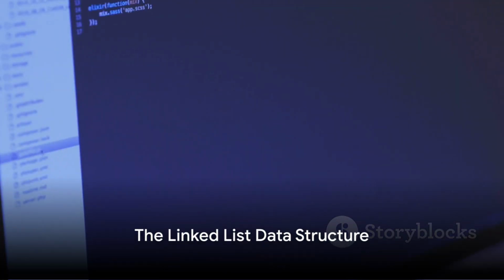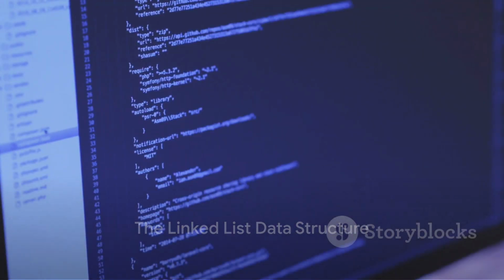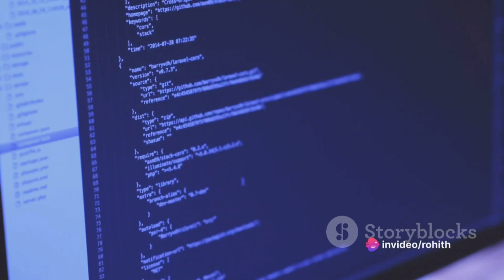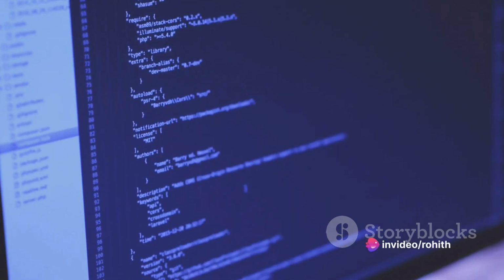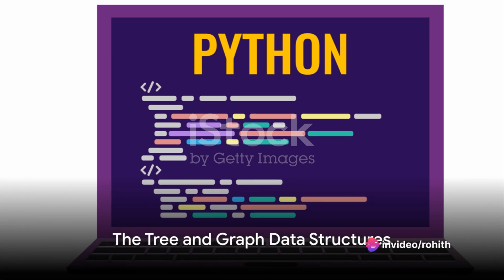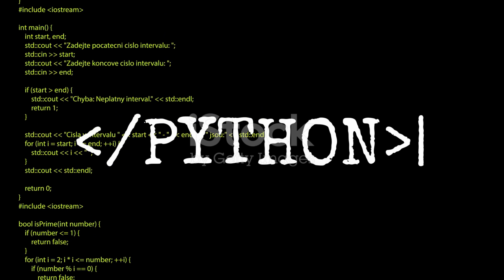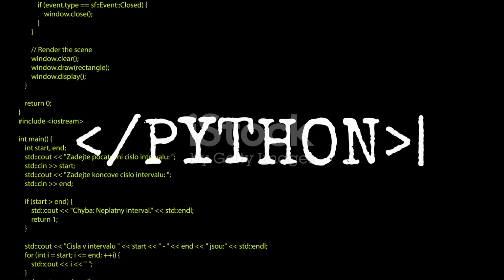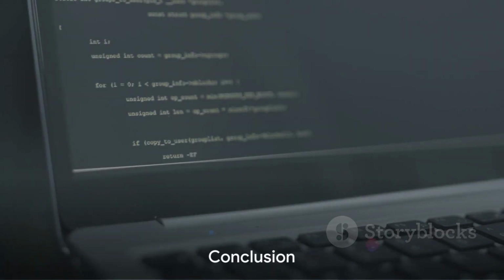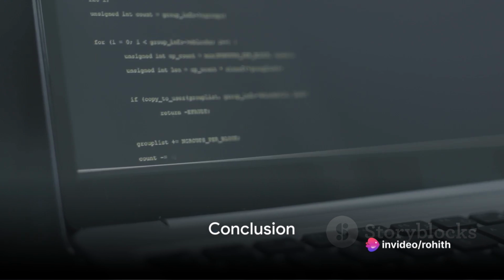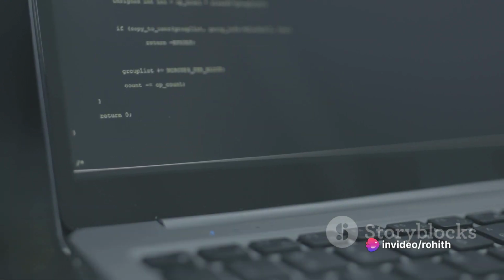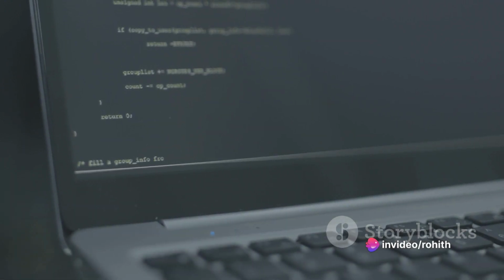Linked lists are a bit more complex. Each element, or node, holds a value and a reference to the next node, forming a chain of connected nodes. Trees are hierarchical data structures with nodes organized in a tree-like structure, while graphs can represent complex relationships between nodes and edges.